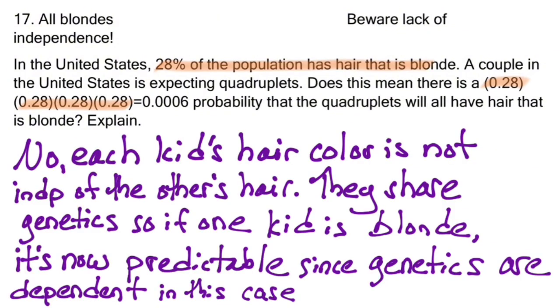And that is not correct at all. Each kid's hair color is not independent of the other kid's hair color. All the kids are coming from the same married couple or the same family. They share genetics. So if one kid is blonde, it is now very predictable that their genetics are going to be in a sibling's genetics and that they're going to have blonde hair as well. So that is just conceptually understanding likelihood of independent and dependent events.